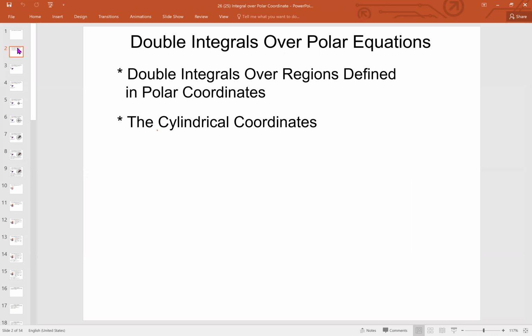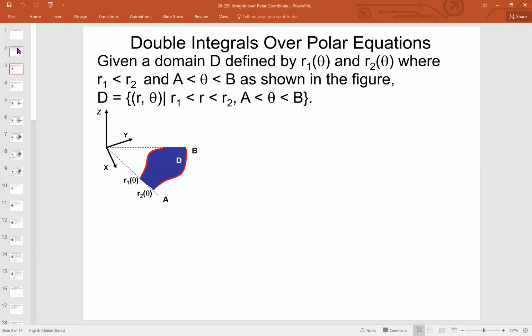And in fact, this setup in three-dimensional space, a function over a polar plane, we call these coordinate systems the cylindrical systems. So in particular, we'll be looking at functions defined over a region that's defined in the following manner. That is, it's trapped between two polar curves, r1 theta, r2 theta, but at some angle theta between some angle A and B.